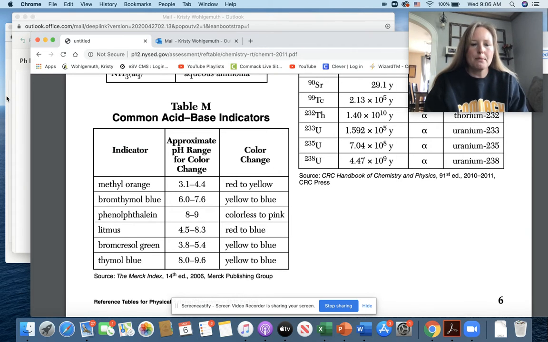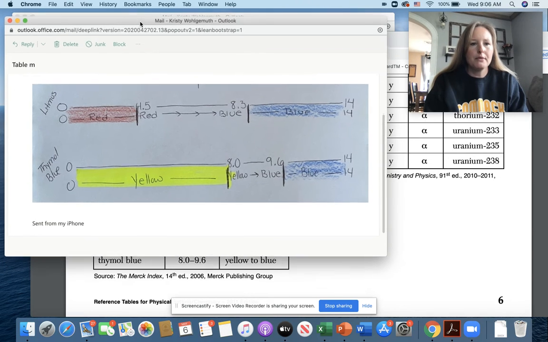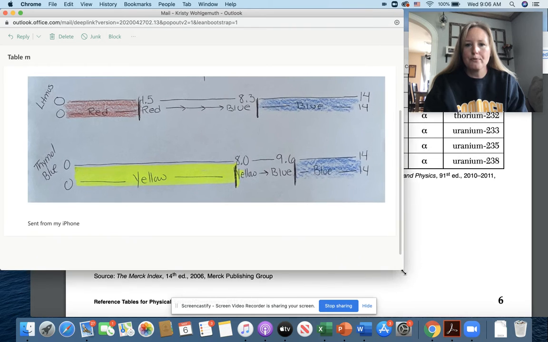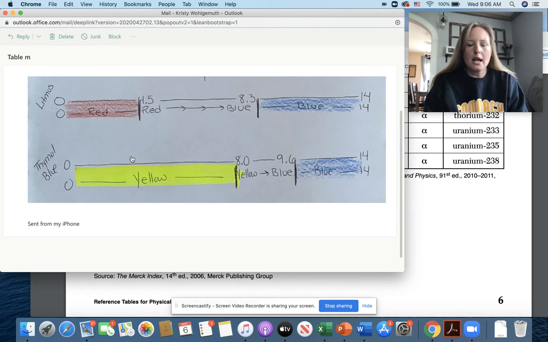So I just want to show you something, a little drawing here. It's not great, but maybe it'll work. Maybe this will make sense to you. I drew out litmus and thymol blue. The first thing I want you to see is across the top, I just went from 0 to 14. That's our pH scale.